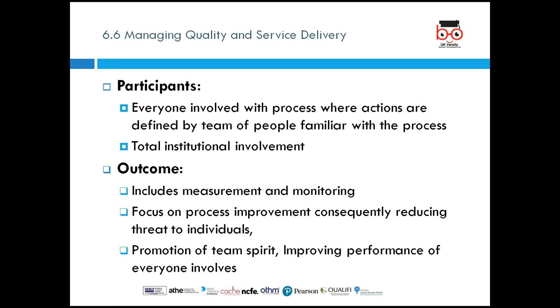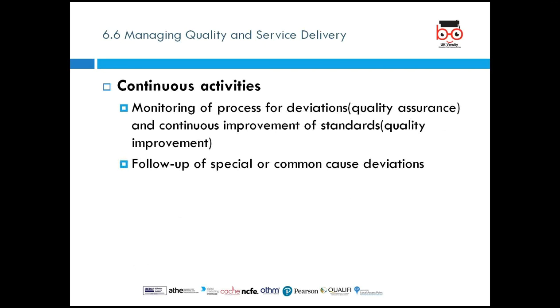And if we do all that, what is going to be the outcome? It includes measurement and monitoring, focus on process improvement, and consequently reducing threats to individuals, promoting team spirit, and improving performance of everyone involved. It is a continuous activity. And as I told you, quality improvement is not static. It changes. Things get worse and improve and the rest, but it should be continuous. So monitoring of processes for deviation, that ensures what is called quality assurance. And then continuous improvement of standard, that is quality improvement. So there are two things here: quality assurance, monitoring the process, and then quality improvement, which is continuous improvement.